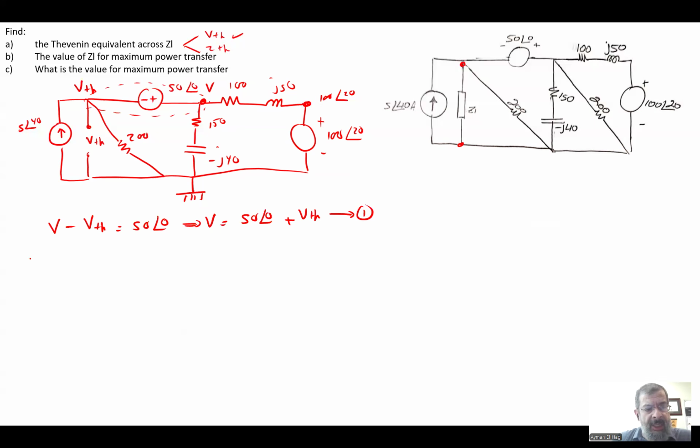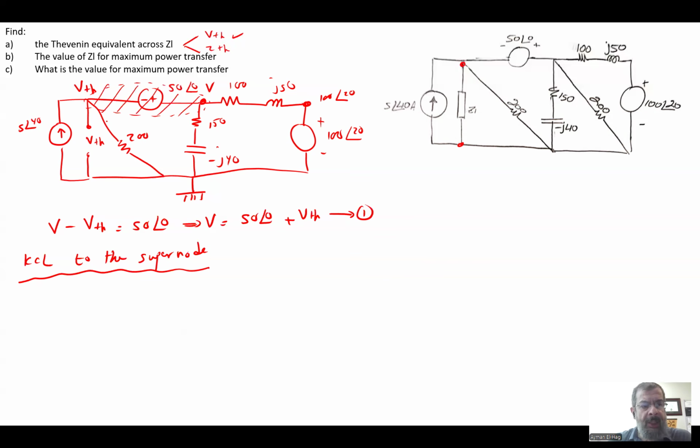Second, we will apply KCL to the super node. As I mentioned before about the concept of supernode, we do not apply KCL to a node attached to a voltage source because we don't know the current at that voltage source. So we have to assume a current value, which means I'm adding an equation with another unknown, which doesn't help me. So I always like to minimize the number of equations. So we'll look here. This is my super node.